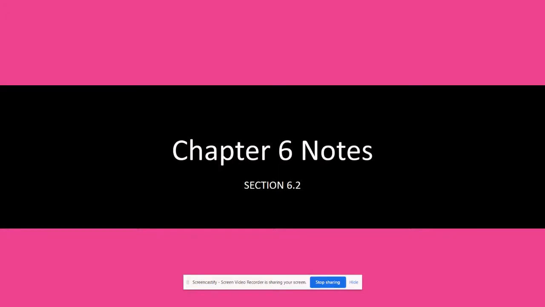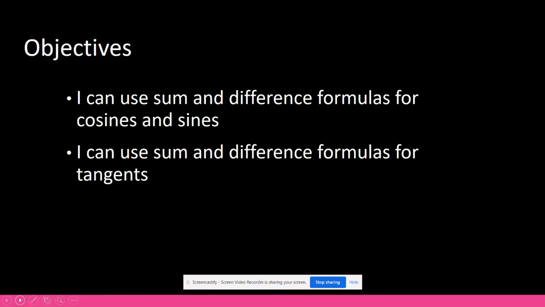Today we are going to look at section 6.2. So we are going to continue looking at the sum and difference formulas for cosines, sines, and tangents.